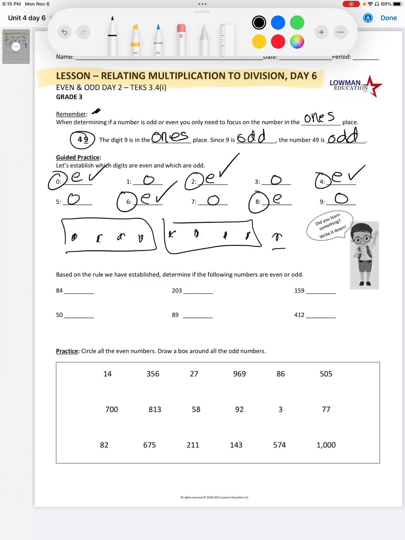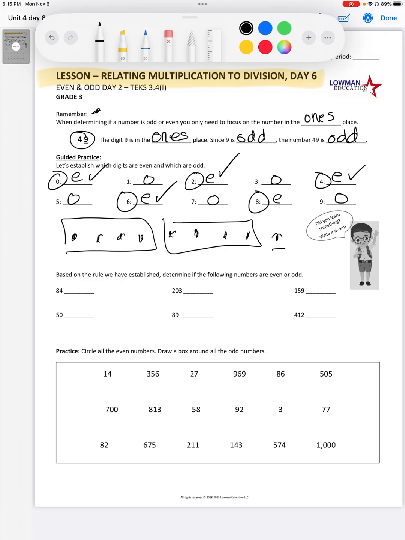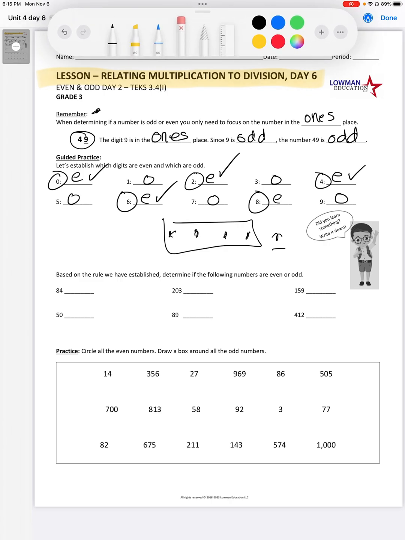Okay, so that is the big focus on even and odd. We know 1, 3, 5, 7, and 9. If it ends in that, it's odd. If it ends in 0, 2, 4, 6, or 8, it is even. The key phrase that we need to remember is even numbers are even because they are divisible by 2 with no remainders. Odd numbers are odd because you cannot divide them by 2 evenly. There's always something left over. There is always a remainder. That is the entire even odd lesson for this page.